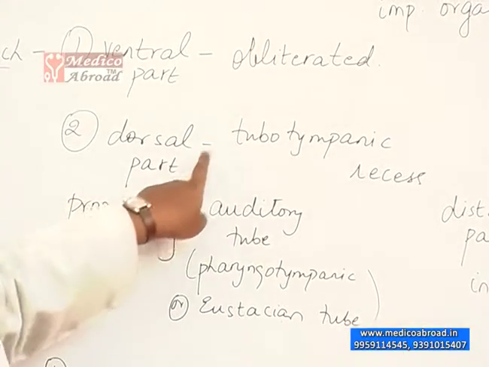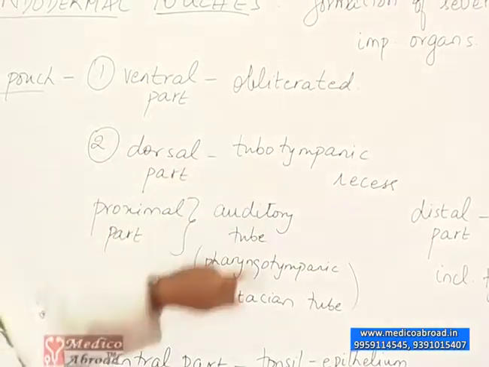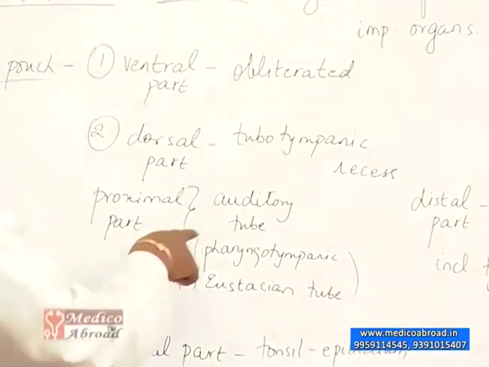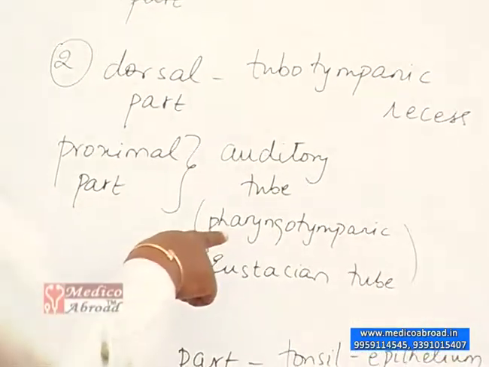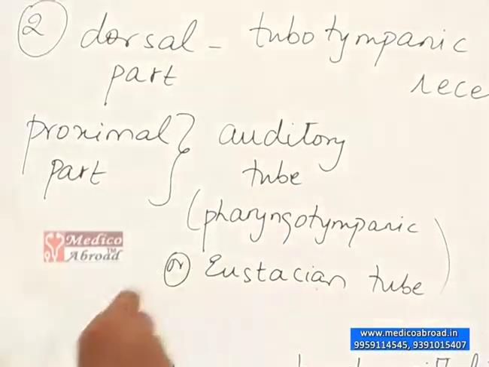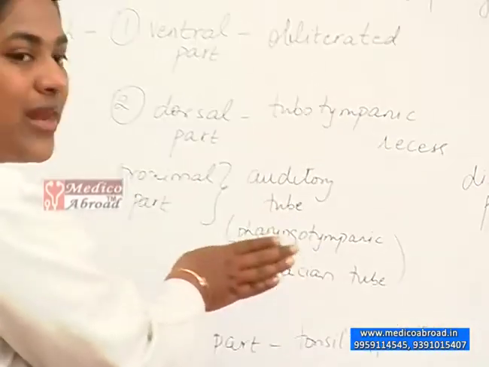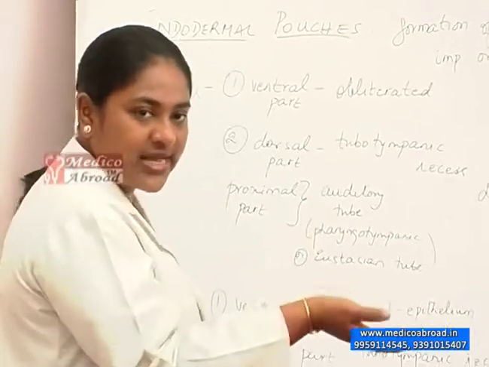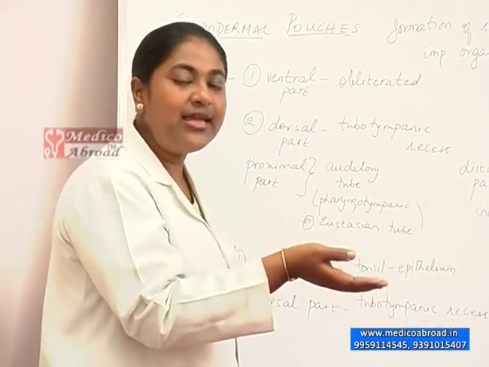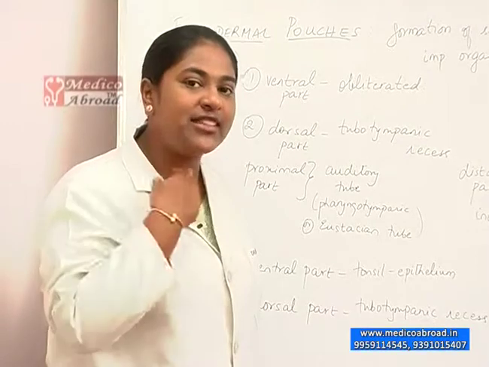Dorsal part of the first pouch gives rise to the tubotympanic recess of the middle ear cavity. Now the proximal part gives rise to the auditory tube, or the pharyngotympanic tube, or the eustachian tube. The purpose of this eustachian tube is to equalize the pressures outside, that is the exterior, and the throat, in the middle ear cavity and the throat.